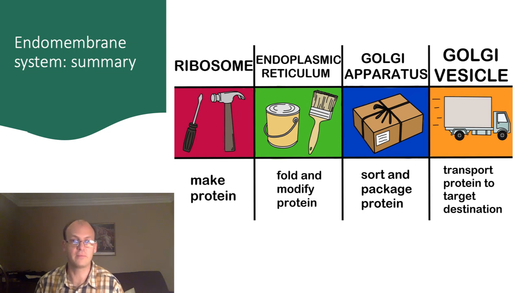Before we move on to other components of the cell, I just wanted to review the main functions of parts of the endomembrane system with this little cartoon. You can think of the endomembrane system as a factory. Ribosomes are responsible for making a protein, which is then modified in the endoplasmic reticulum. After modification, it travels to the Golgi apparatus, where it's further modified, sorted, and packaged into transport vesicles. Those transport vesicles are marked with their destination and are transported to it.